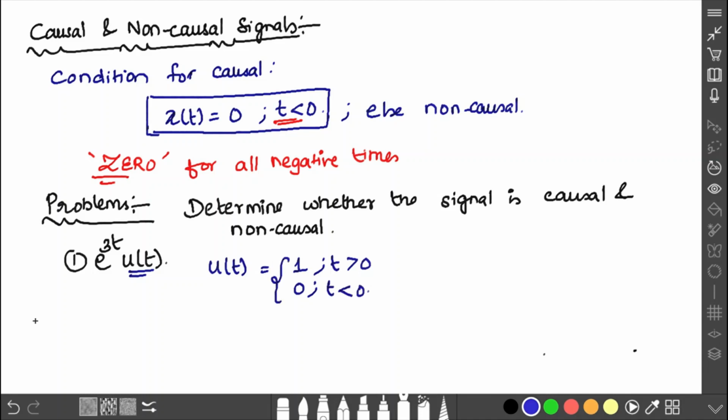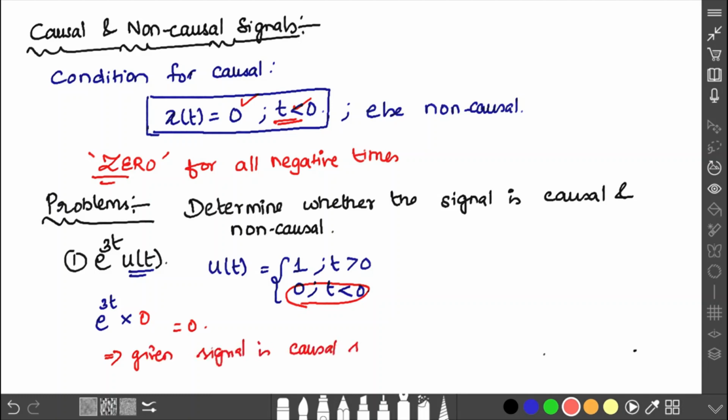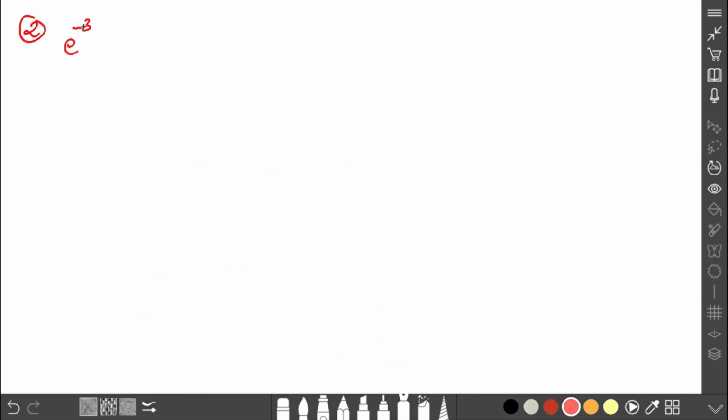Already we have seen in standard types of signals what u of t is. U of t is a unit step signal which gives a value of 1 for t greater than 0 and 0 for t less than 0. Our condition here is it should be 0 for t less than 0. So when substituting, the value for the given signal is 0. Hence the given signal is a causal signal.